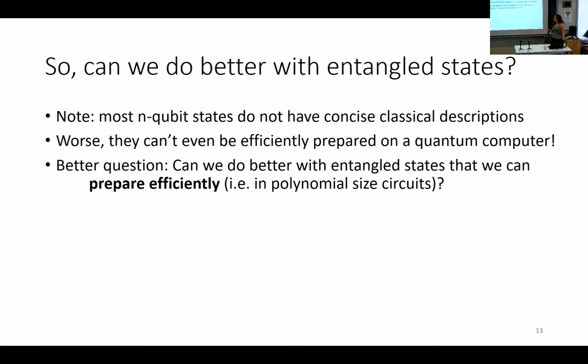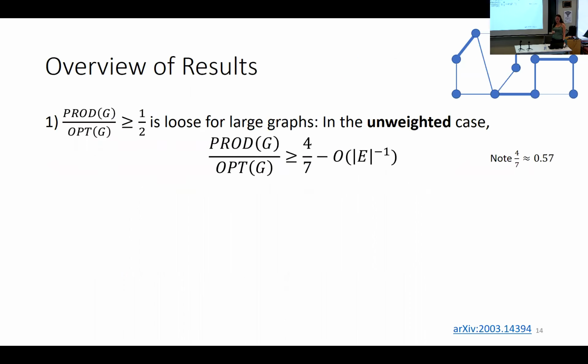Okay, so then the question is, can we do better with entangled states, and how do we find a good entangled state? And that's a challenge because most n-qubit states don't have a concise classical description. You can't even prepare them efficiently on a quantum computer. And so actually what we're talking about is ones that we can actually find efficiently. So I'm going to go through an overview of our results from this first paper.